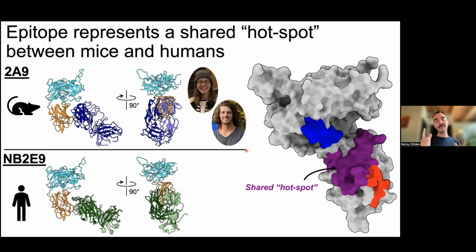So we look at the immune response between 2A9 and NB2E9, we see a shared epitope between both of these antibodies shown here in purple. And we also see differences too. The 2A9 actually makes partial interactions with the A3 domain. Meanwhile, the NB2E9 kind of tilts downward and it makes more interactions with this region on the C1 domain shown here in red. But again, we're seeing this overall shared response between mice and humans toward factor VIII right here on the C1 domain. And this is the first structural evidence that we've seen for this immune response.